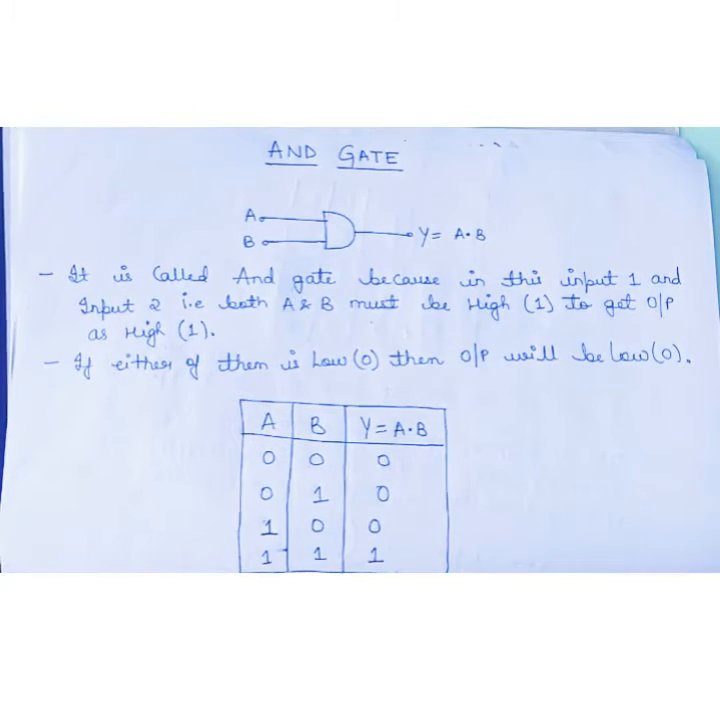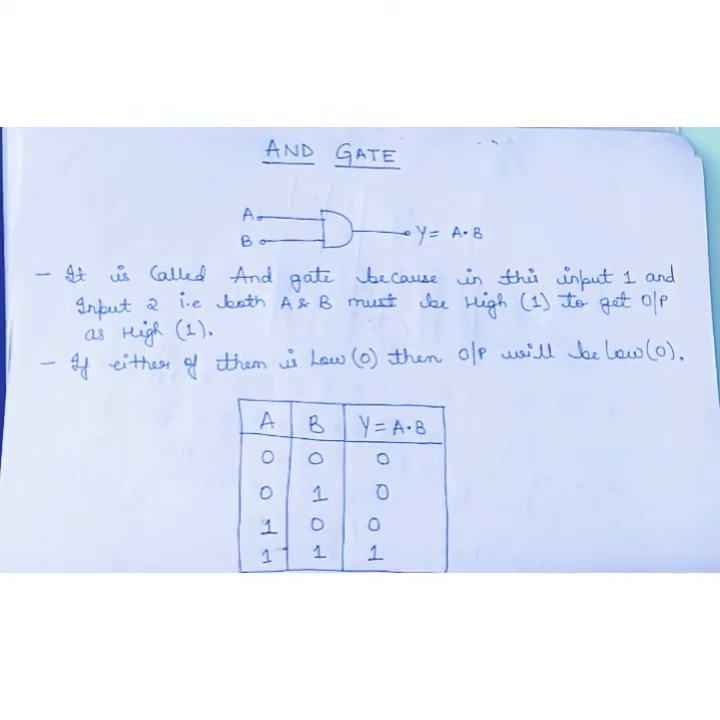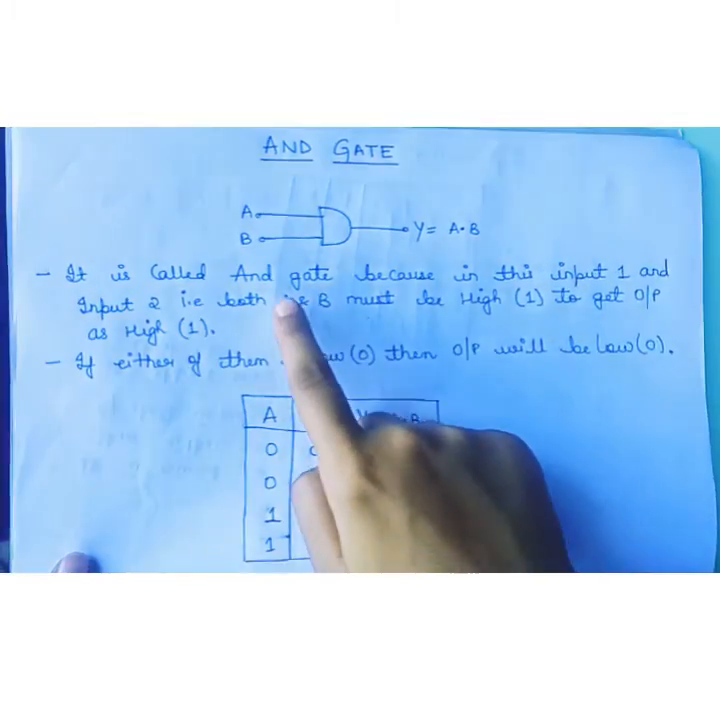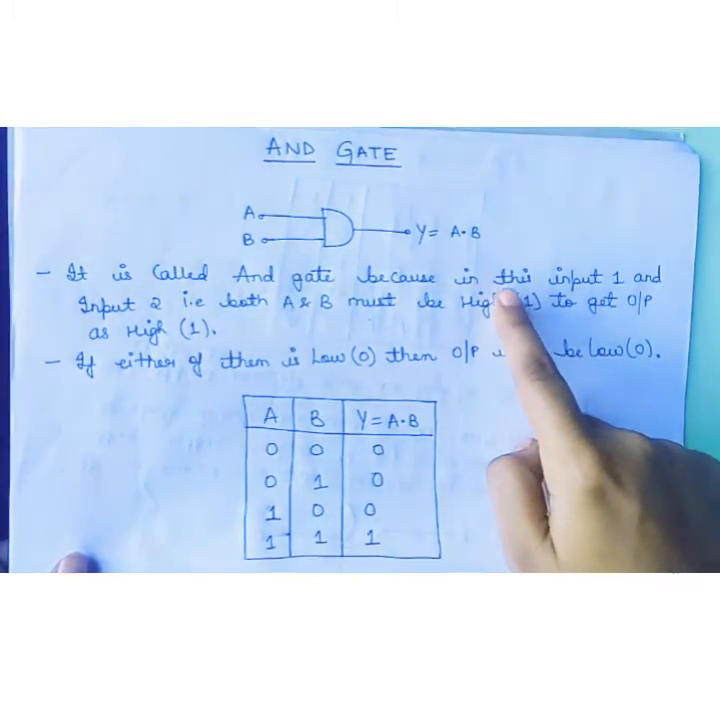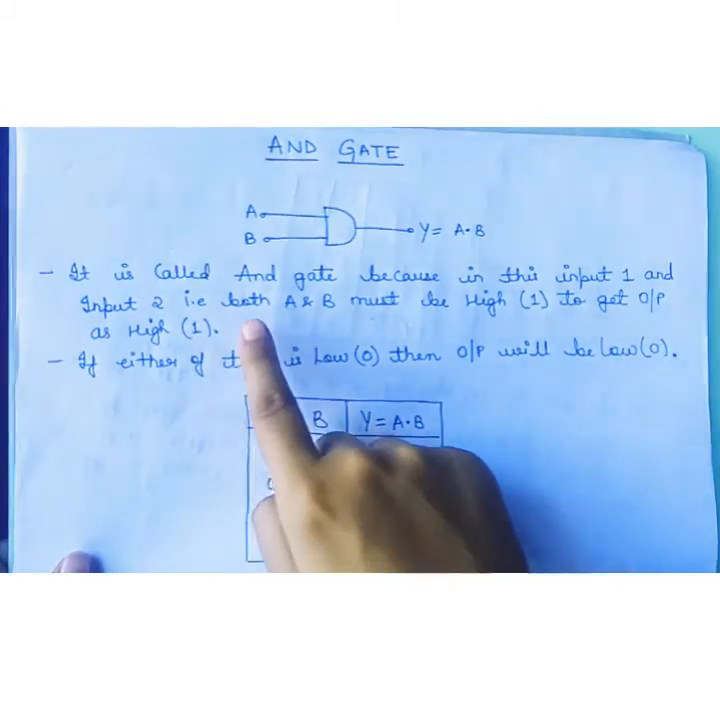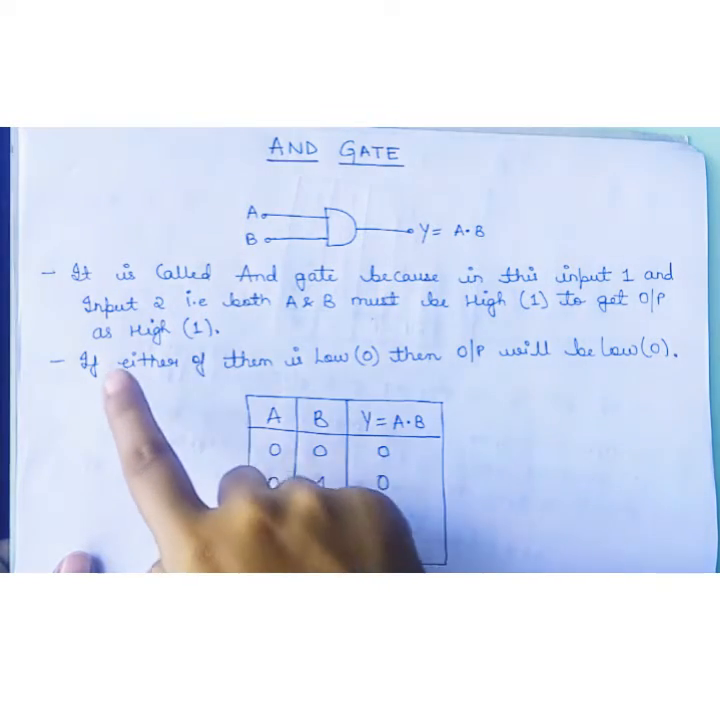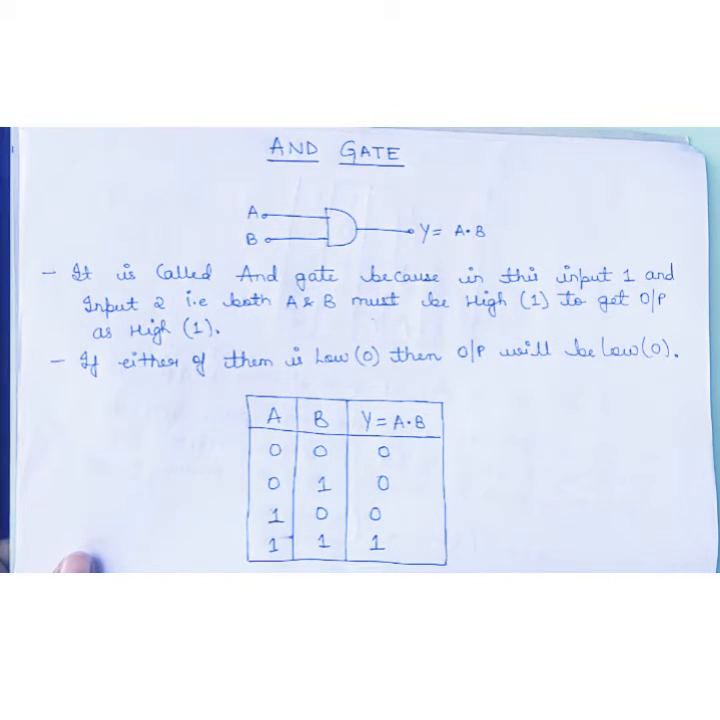So our next basic gate is AND gate. Here on the screen you can see the symbol of AND gate. It is called as AND gate because in this, input 1 and input 2, that is both A and B, must be high to get the output as high. So if either of them is low, then the output will be low.